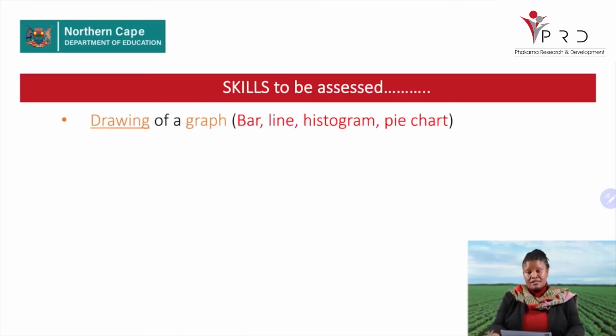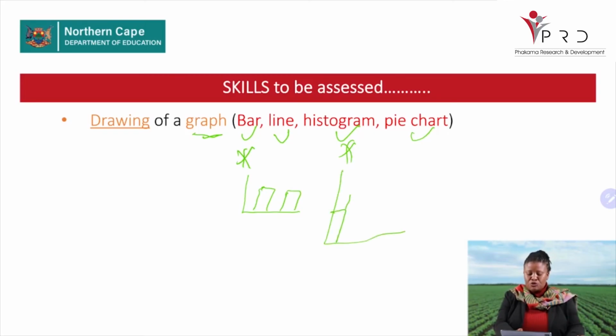And which skills are you going to be assessed in this paper 1? Your paper 1 is incomplete if it does not have a graph. But it depends which graph you will be asked to work on. It can be a bar graph or a line graph or a histogram or a pie chart. And there is a problem when it comes to a bar graph and a histogram. A bar graph has spaces in between, whereas a histogram does not have spaces in between. You need to know that.